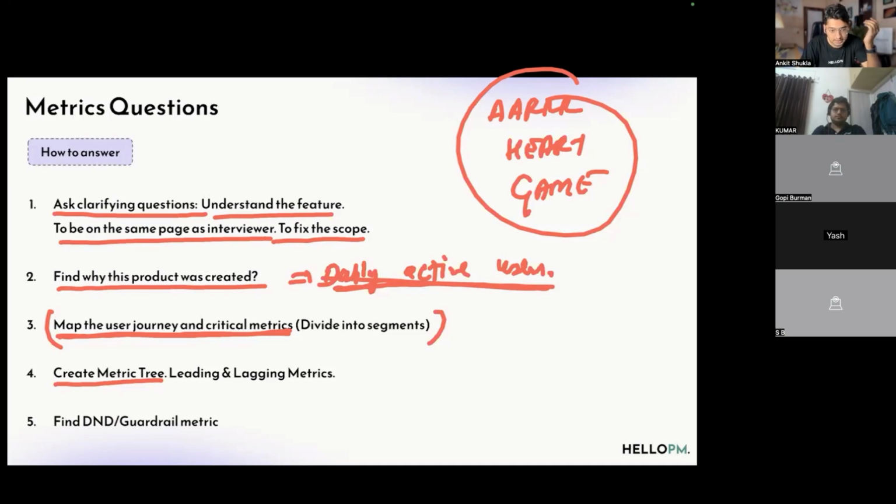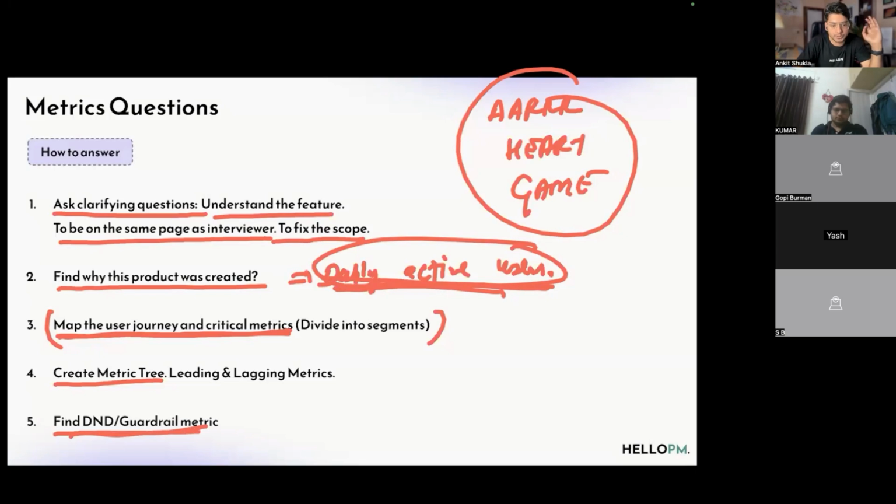Okay, and then in the end, this is optional, but in many scenarios, you will get a lot of help if you also find out do not disturb or guardrail metric. Guardrail metric means that in pursuit of this daily active users, it should not mean that people are sending fewer messages. It should not mean that the rating of the app is down. It should not mean that the app is very buggy. Okay, so in pursuit of your main goal, these metrics should not be affected negatively. So this is the guardrail metric, the things that you should take care of while pursuing the bigger metric.